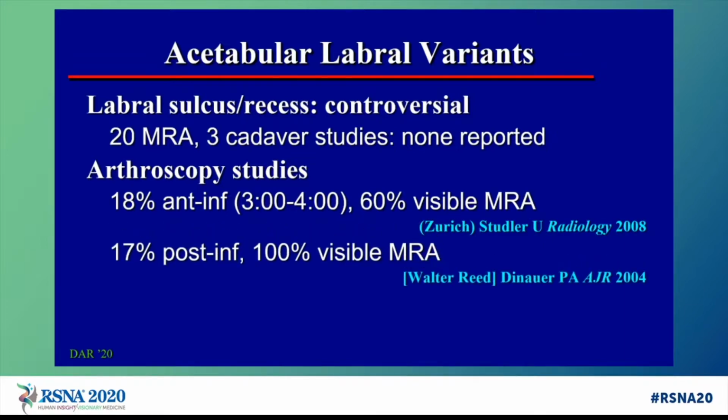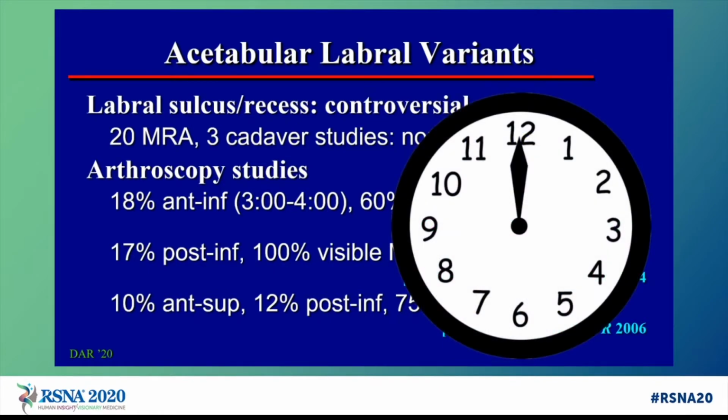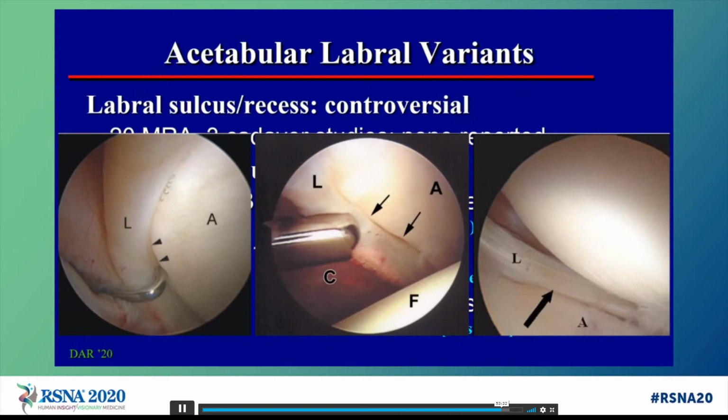Similarly, from Walter Reed, they found most recesses in the arthroscope located posterior-inferiorly. All those were visible retrospectively on MR examinations. And the same from Australia, 2 different locations, anterosuperior and posterior-inferior. So these have really been reported everywhere in the periphery of the acetabulum, but really at only a few locations. And here are images from those 3 studies, and the arrows and arrowheads are pointing to what was called recesses.